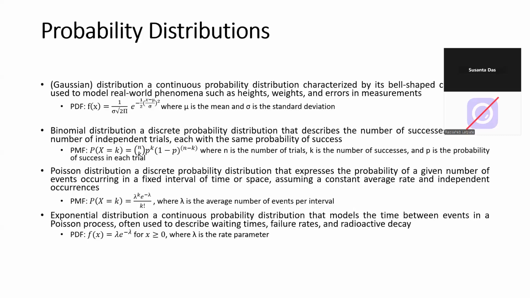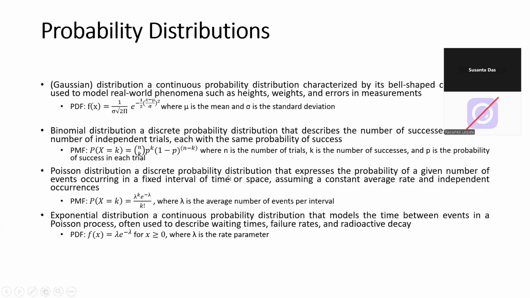For the Poisson distribution, we count the number of events occurring in a fixed interval, for example the number of telephone calls between 12 and 1 o'clock in the afternoon. It follows the Poisson distribution. Probability of X equals k equals lambda raised to the power k, e raised to the power minus lambda, divided by k factorial, where lambda is the average number of events per interval.